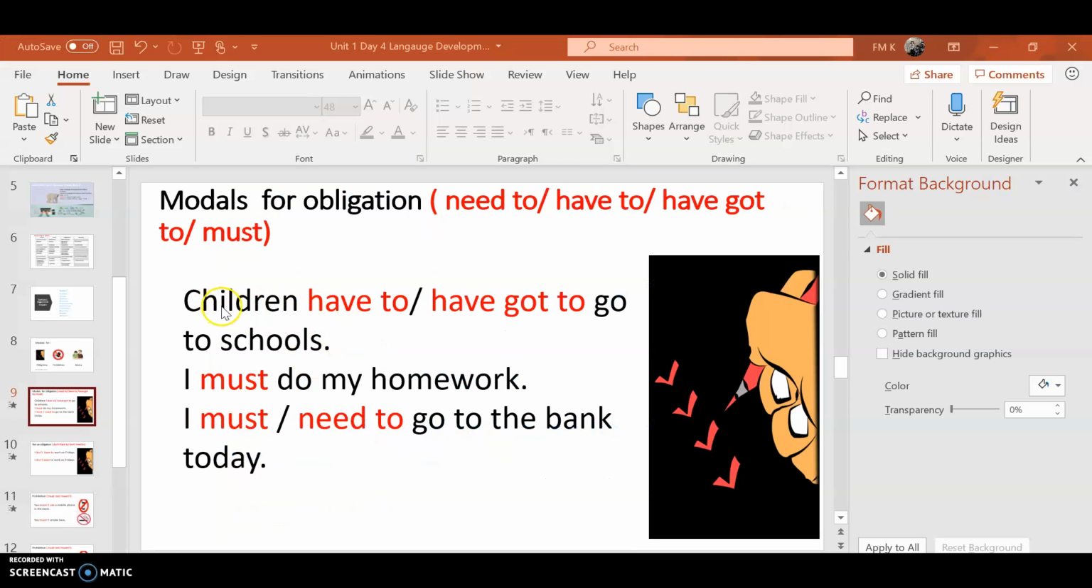Okay, see this example. Children have to or have got to go to school, okay, at age 6 because this is something important. I must do my homework. Okay, it's an obligation. The homework is an obligation. I must do it. I must or I need to go to the bank today because I have something I need to finish. So I must go to the bank today.